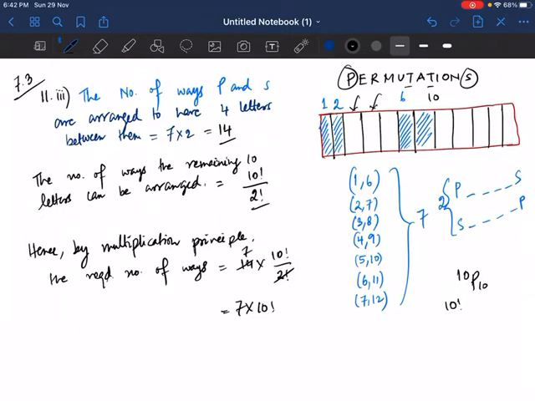So 10 into 9 into 8 into 7. You have to go on like that, and then you have to multiply all the numbers, and then you have to write the answer of this problem. Okay, so this is how we finish exercise 7.3.